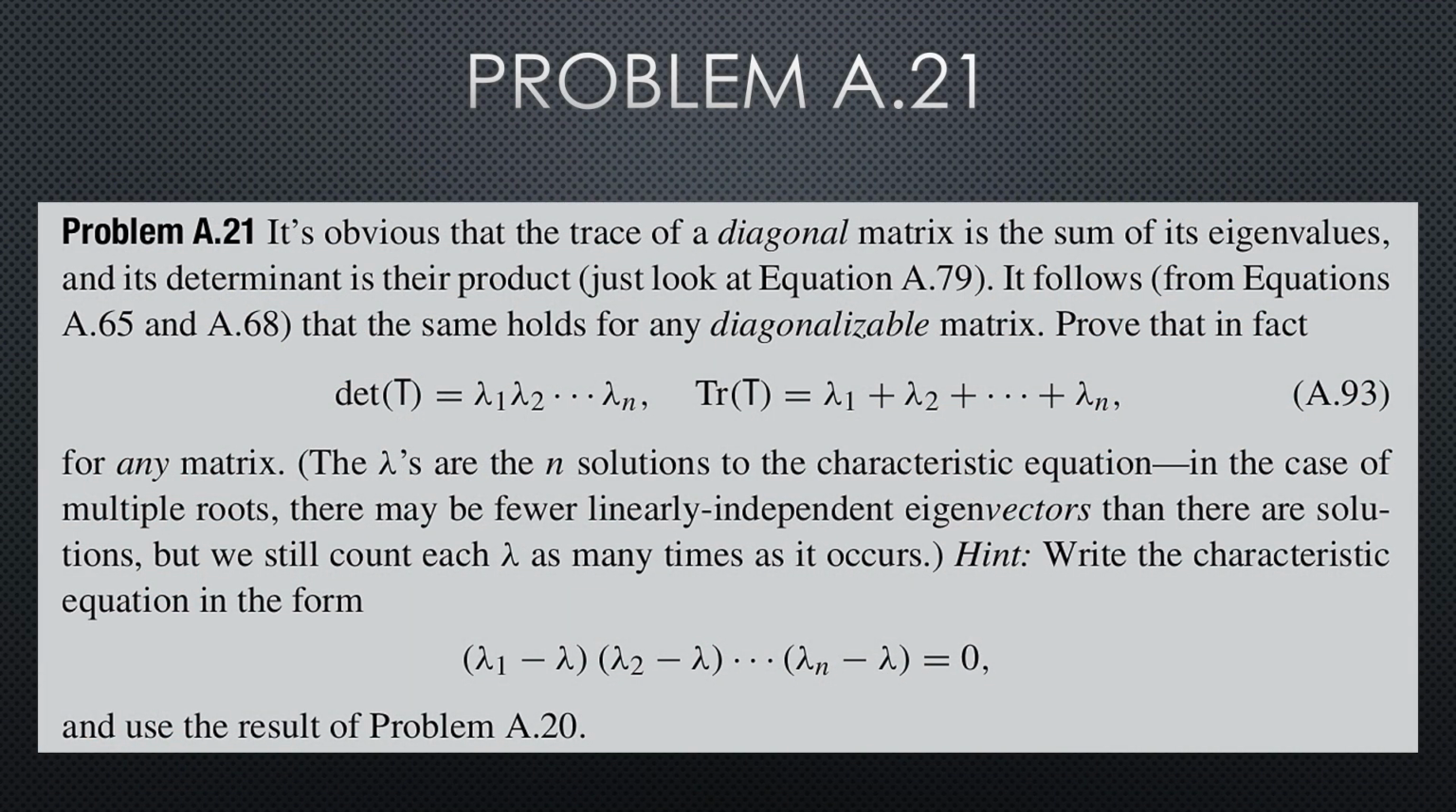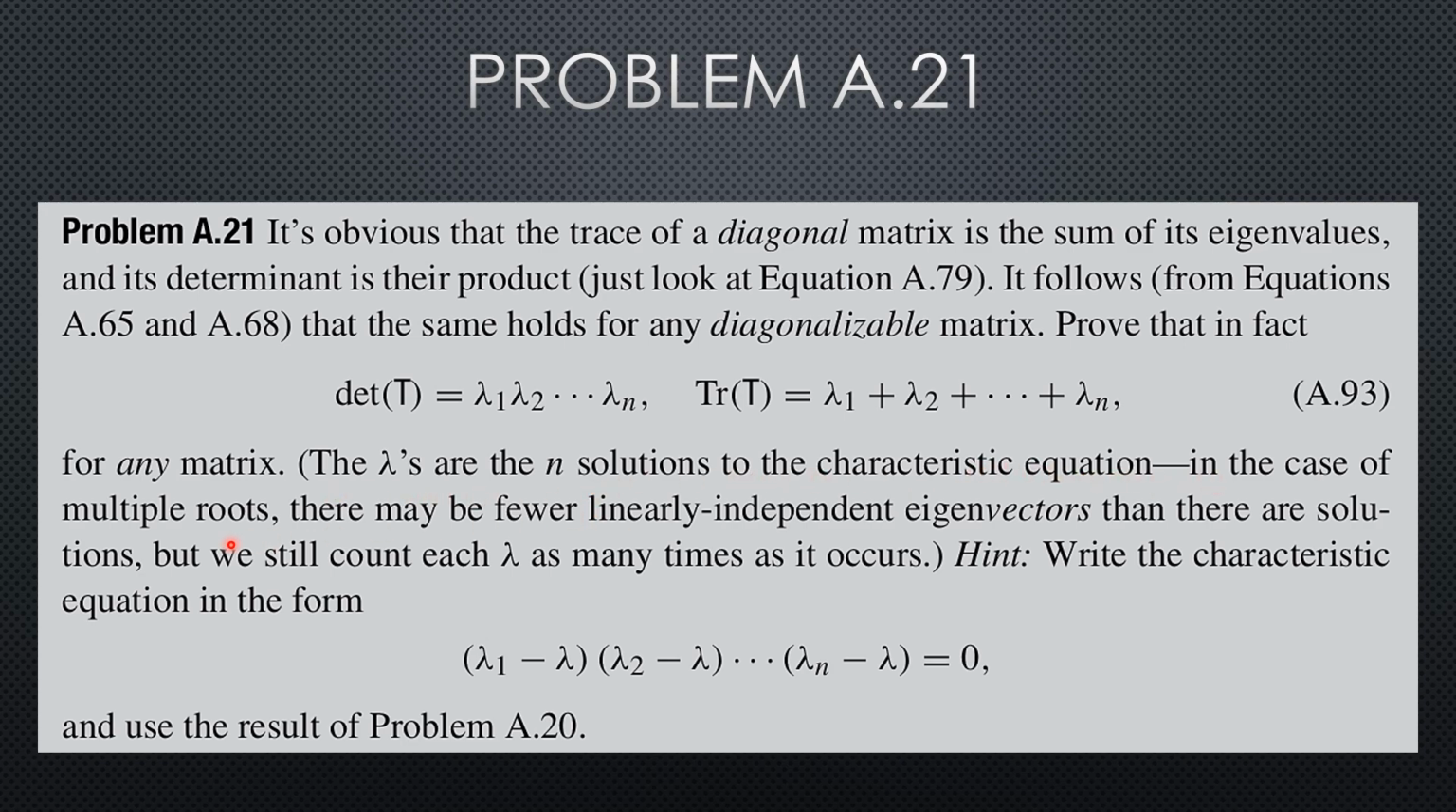In our problem today, problem A21, the statement is: it's obvious that the trace of a diagonal matrix is the sum of its eigenvalues, and its determinant is their product. Just look at equation A79. It follows from equations 65 and 68 that the same holds for any diagonalizable matrix. Prove that in fact the determinant is the product of the eigenvalues and the trace is the sum of the eigenvalues for any matrix. The lambdas are the n solutions to the characteristic equation.